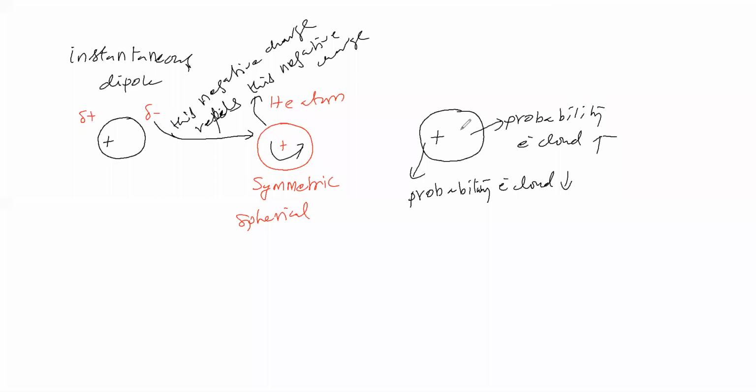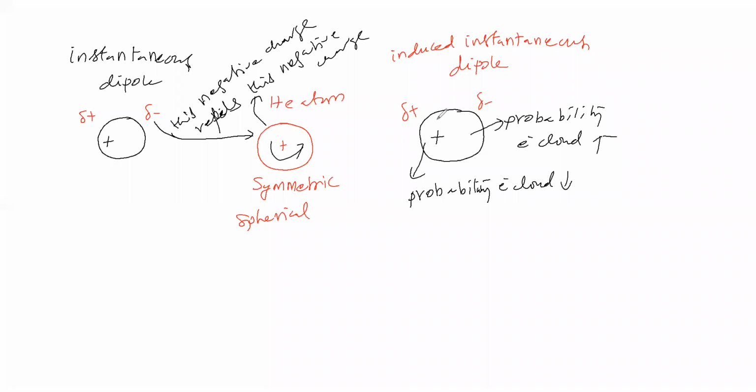Here electron cloud probability high, therefore partial negative. Here electron cloud probability less, therefore partial positive. Therefore, this is becoming a dipole. This dipole is created because of this. This dipole induces this helium atom to become a dipole. Therefore, it is called an induced instantaneous dipole. Why instantaneous? It is temporary.